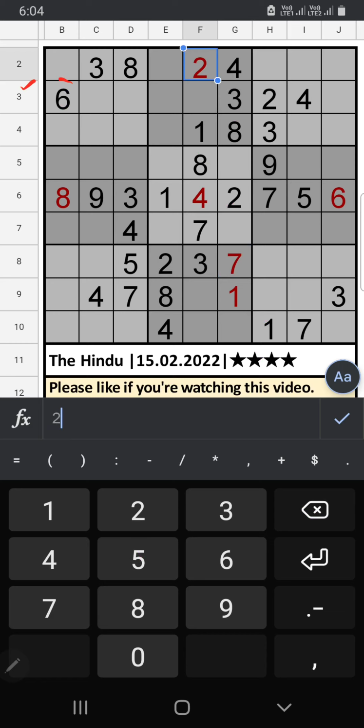Third row, we have 6. 6 can't come these cells. 6 will come any one of the cells. We will confirm later. Column F, we have 7. So 7 can't come in this cell. 7 will come in any one of the cells. We will confirm later.